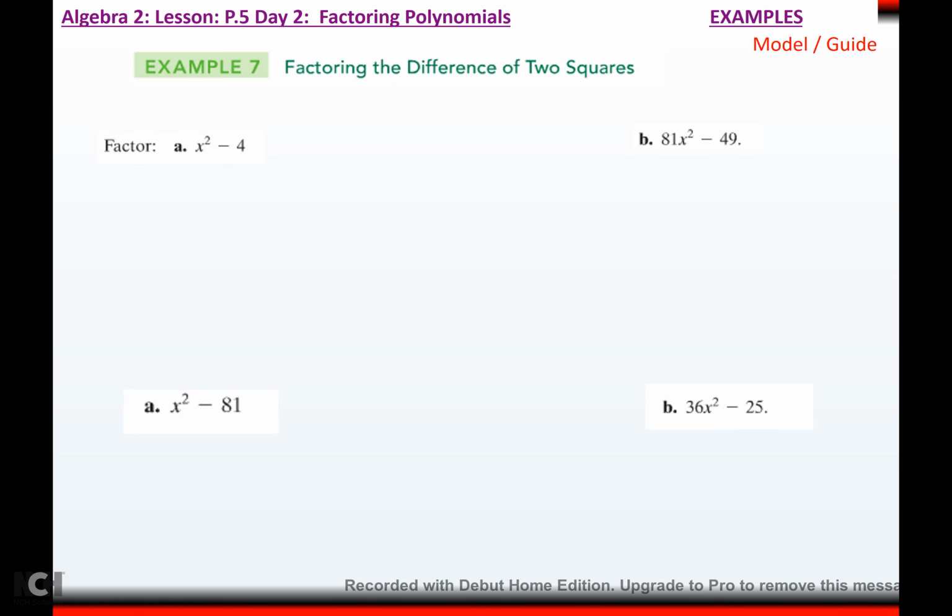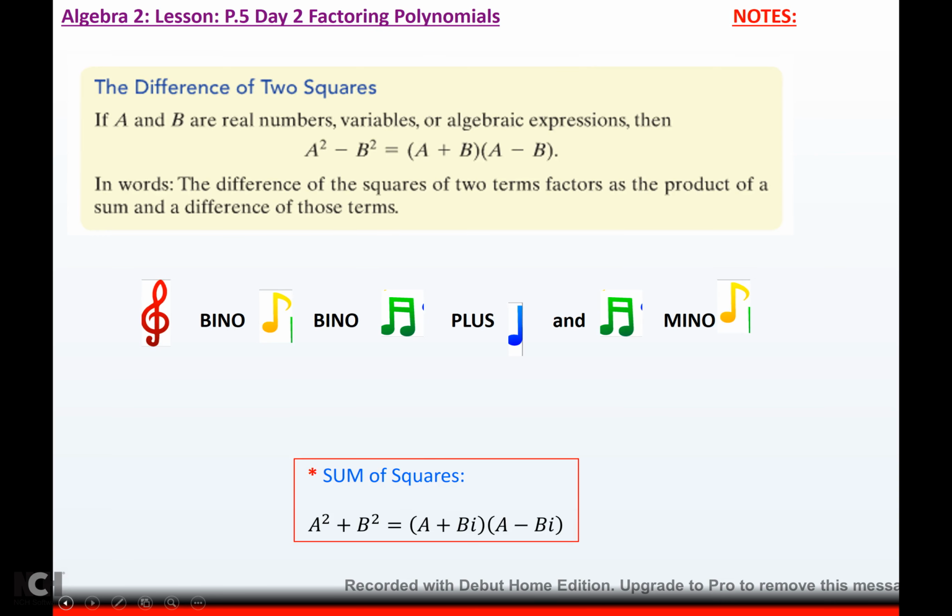Alright, now, factoring the difference of two squares. Sorry, I jumped over the notes part. Factoring the difference of two squares. It says if a and b are real numbers, variables, or algebraic expressions, then a squared minus b squared equals a plus b times a minus b.